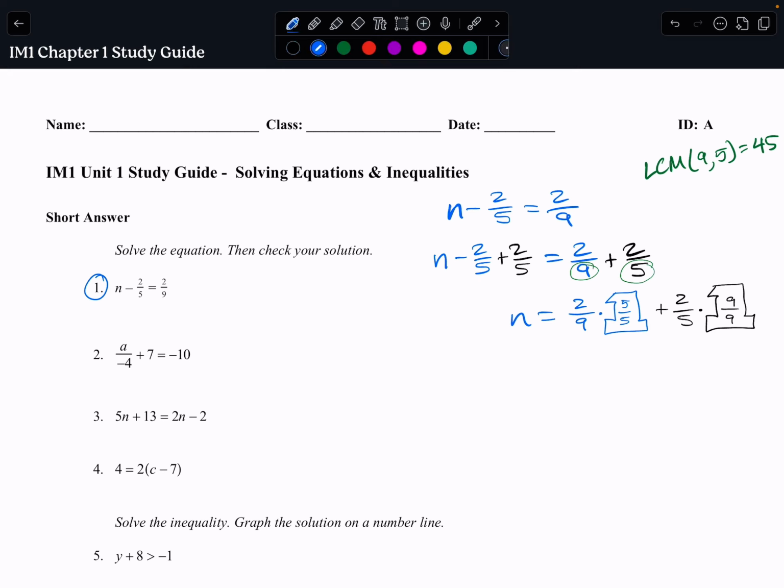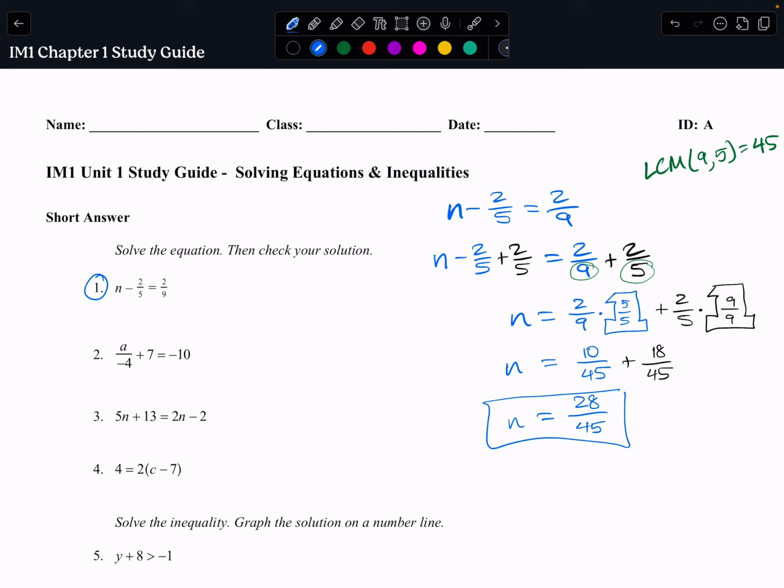So 2/9 times 5/5 is going to be 10/45. And 2/5 times 9/9 is going to be 18/45. That's still just n. So now we can add across. Remember, when you add fractions that have a common denominator, the denominator stays the same. You add the numerators. 10 plus 18 is 28. And that's your answer.